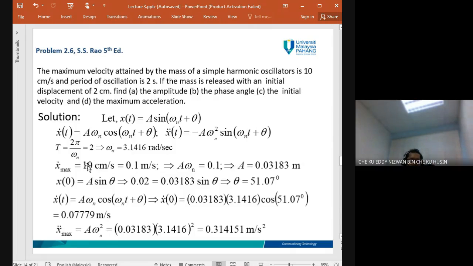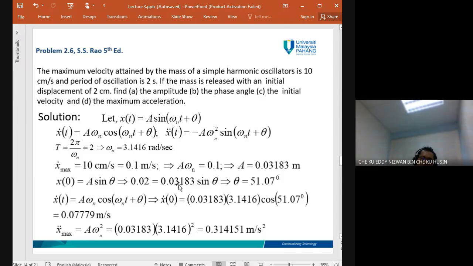And then x naught is given as the 2 cm initial displacement, so t is equal to 0. So x0 is equal to A sine theta, which is equivalent to 0.02 after you convert into SI units. A we have already calculated. So now we can solve for theta.